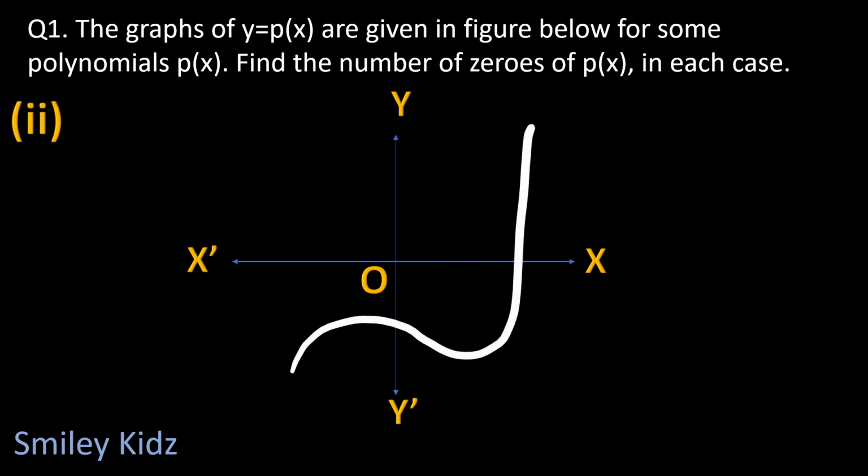Moving ahead, we have the second sub-question. We already know the fact that however many times the graph touches the x-axis, those many zeros we get. So in this particular case, if you observe, we have only one such point where the graph is intersecting the x-axis. So how many zeros are there? There is just 1 zero for this particular graph.